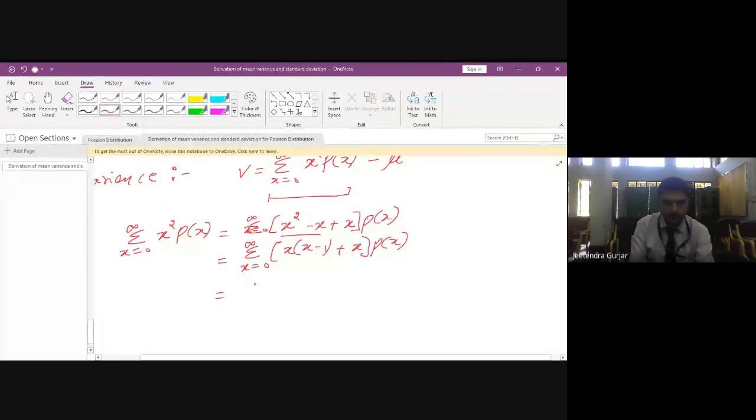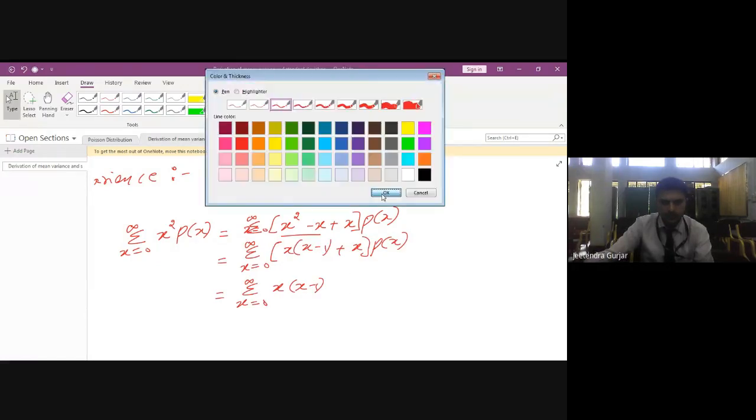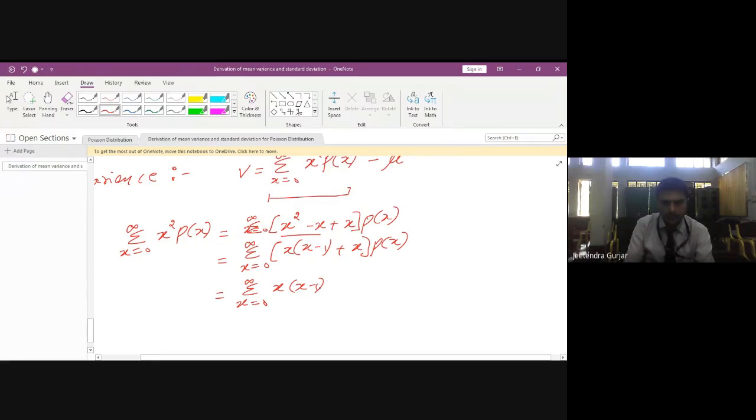So this is equal to summation x 0 to infinity, x minus 1 as it is, p of x I'm going to take here. This is going to become p of x plus summation x 0 to infinity x p of x. So for simplification, I have taken these values here. I can just simplify these ones.